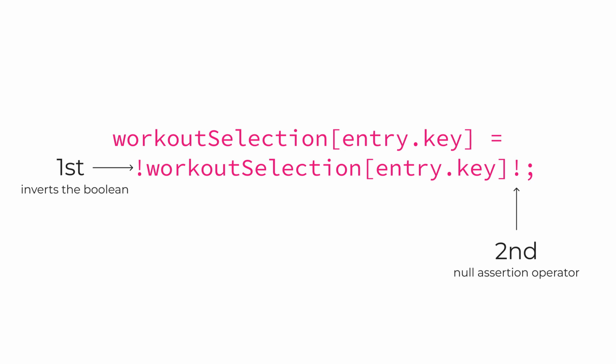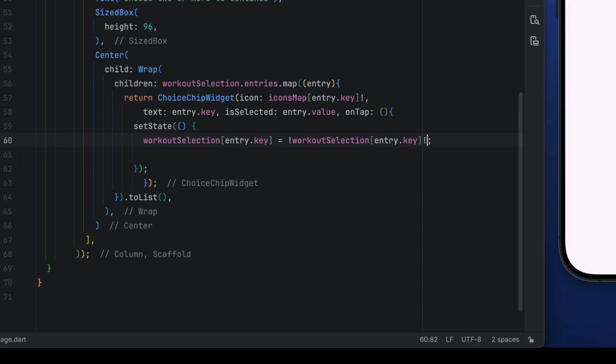In Dart, you can access a value from a map using a key. The result could potentially be null if the key doesn't exist in the map. However, in our case, we are iterating through the existing entries of the workoutSelection map. We know for sure that entry.key will always be a valid key present in the map. Therefore, we are telling Dart, we are certain that workoutSelection[entry.key] will never be null here. This allows us to safely use the logical NOT operator on the boolean value without the compiler complaining about a potential null value.